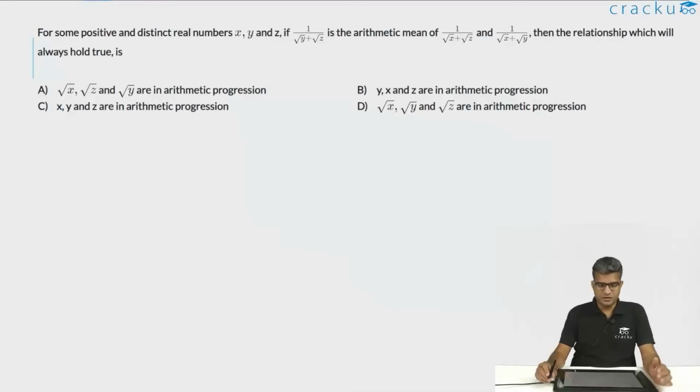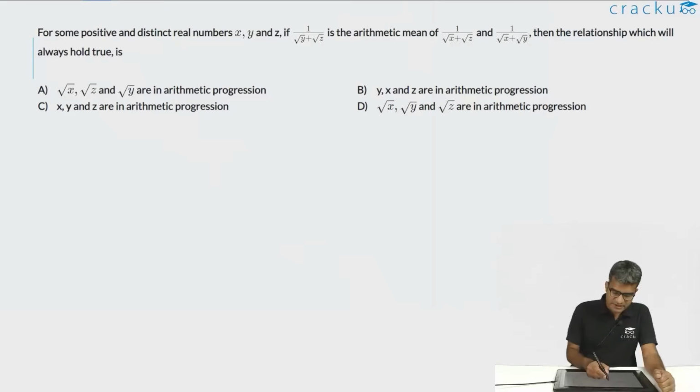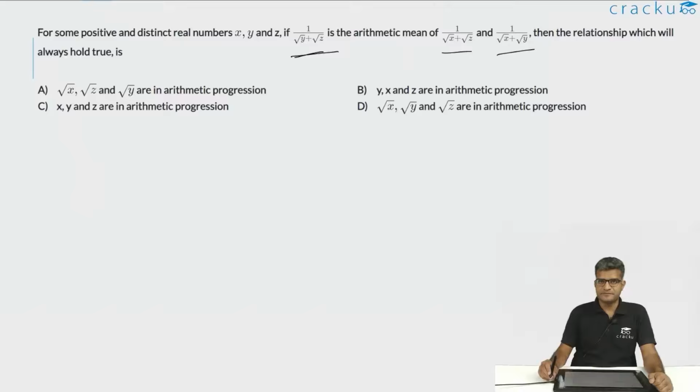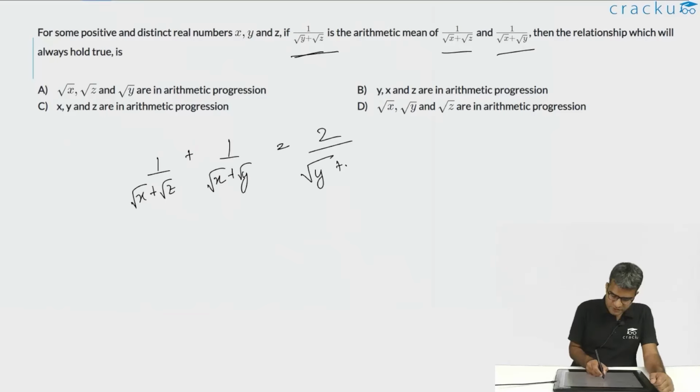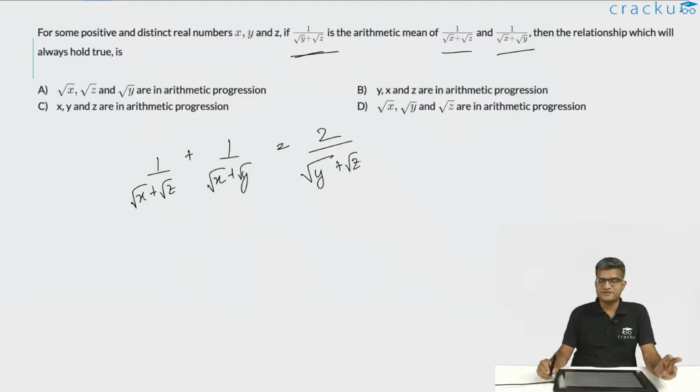In this question, we are told that there are some positive distinct real numbers x, y, and z. We are told that the arithmetic mean of 1 by square root of x plus z and 1 by square root of x plus y is equal to 1 by square root of y plus z. What this would imply is that 1 by square root of x plus square root of z plus 1 by square root of x plus square root of y is equal to 2 by square root of y plus square root of z. Now we are required to calculate the relationship between x, y, and z.